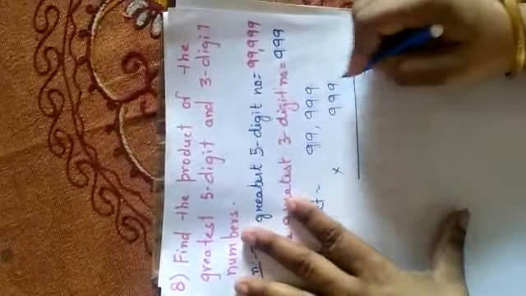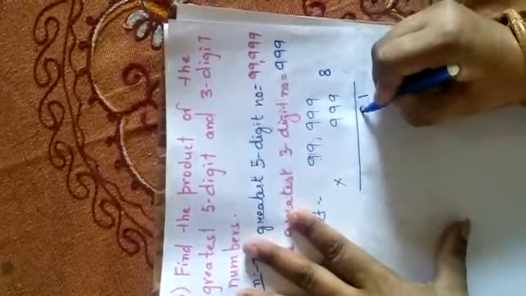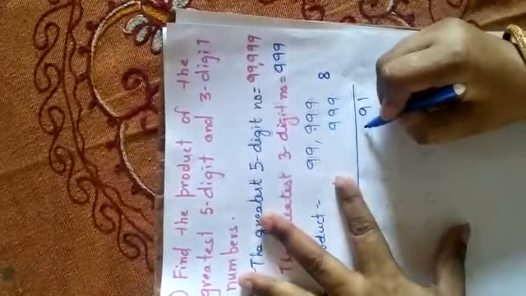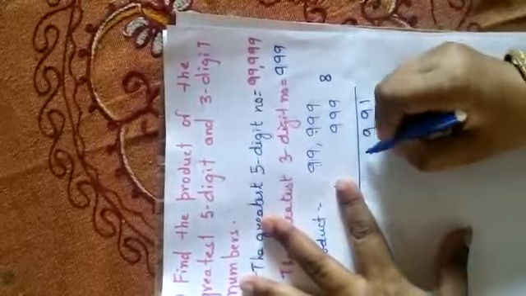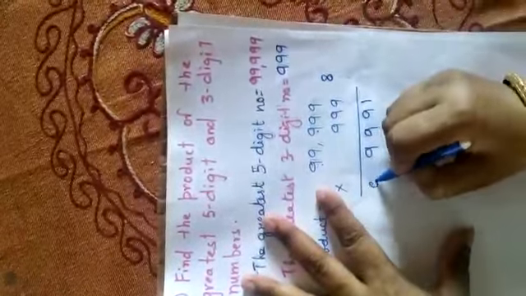So let's start. 9 ones are 81, 1 carry over 8. 9 ones are 81 plus 8, 89. 8 carry over. This repeats for the remaining digits: 9 ones are 81 plus 8, 89, 8 carry over.